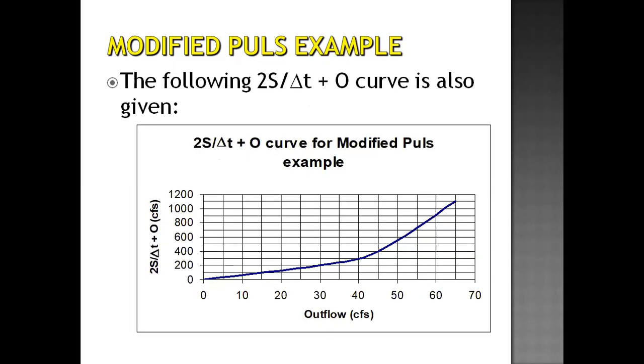Modified pulse example: the following 2S/Δt + O versus observed outflow curve is also given. The 2S/Δt + O curve for the modified pulse example has outflow in CFS on the x-axis and 2S/Δt + O in CFS on the y-axis.